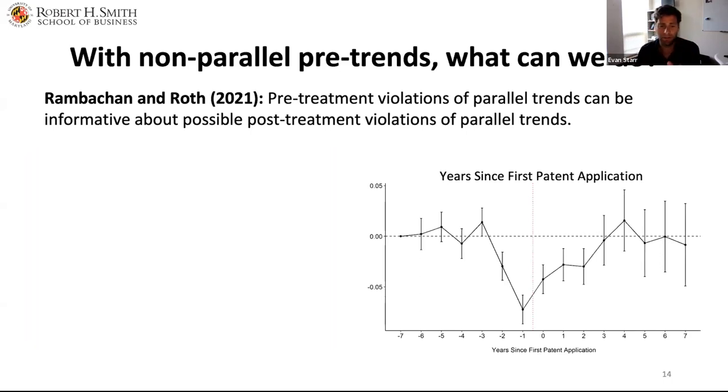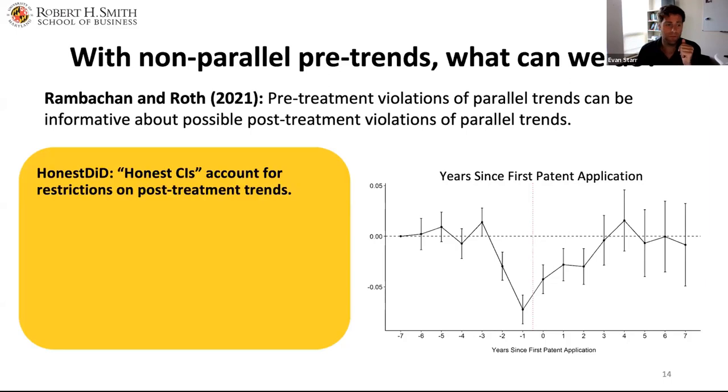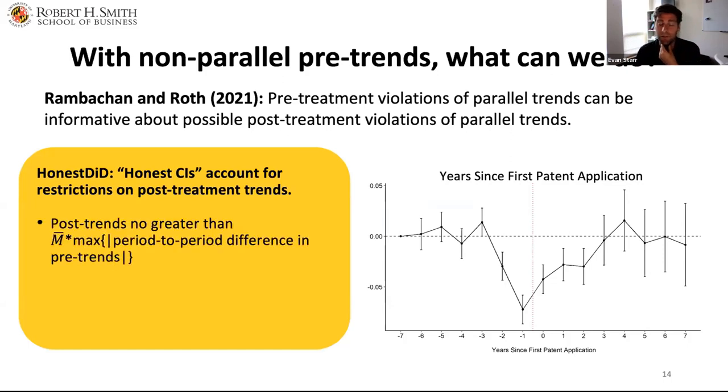So what does that look like in practice? Well, here's our graph with the terrible pre-treatment trends, and their procedure is called Honest DID. It's an R package, and they account for different restrictions. Now you can do different sets of restrictions here. You can do what they call a relative magnitude restriction. So you can take the max difference in the period-to-period difference in the pre-trend. So compare T-1, T-2 to T-2, T-3, figure out that max difference and then figure out, well, if we thought that difference was going to appear in the post-period, how would that change our inference? What if it was 2 times that difference or half that difference?